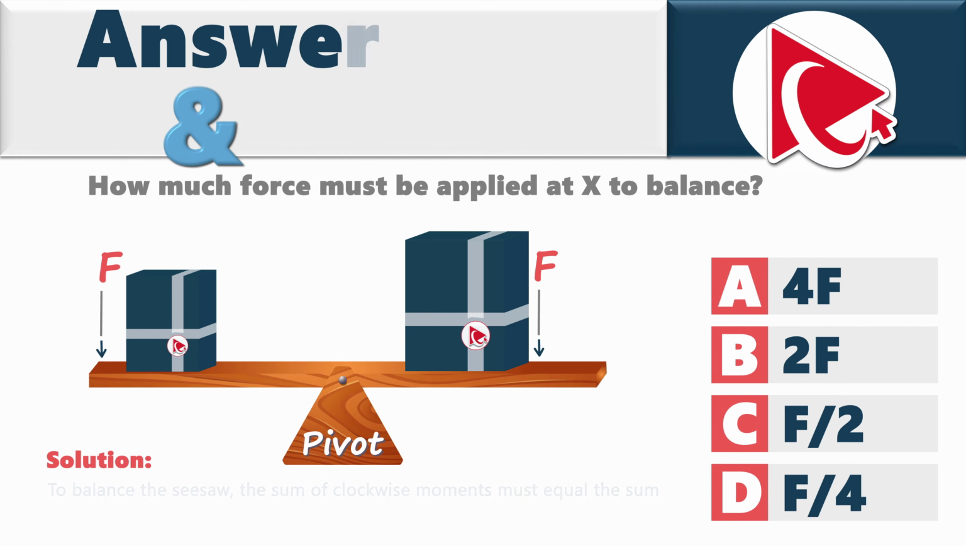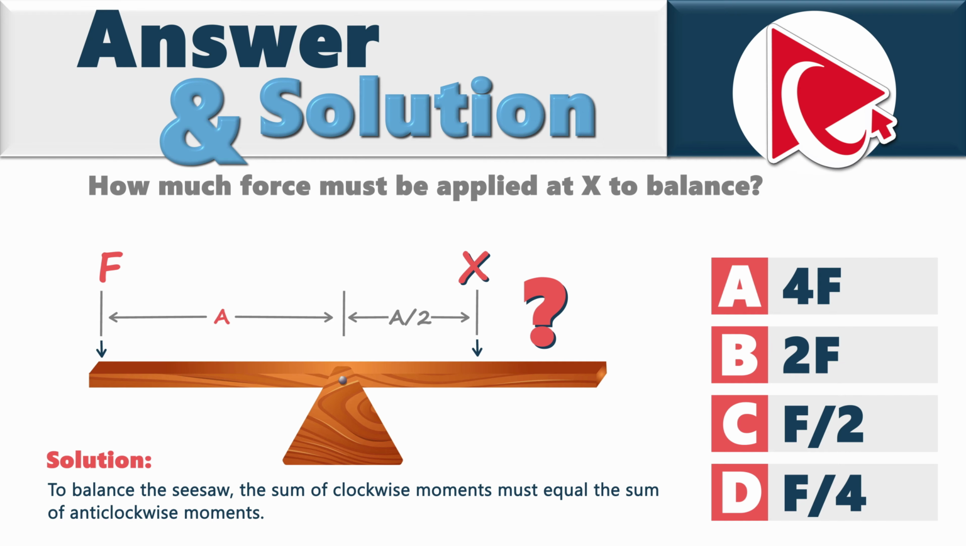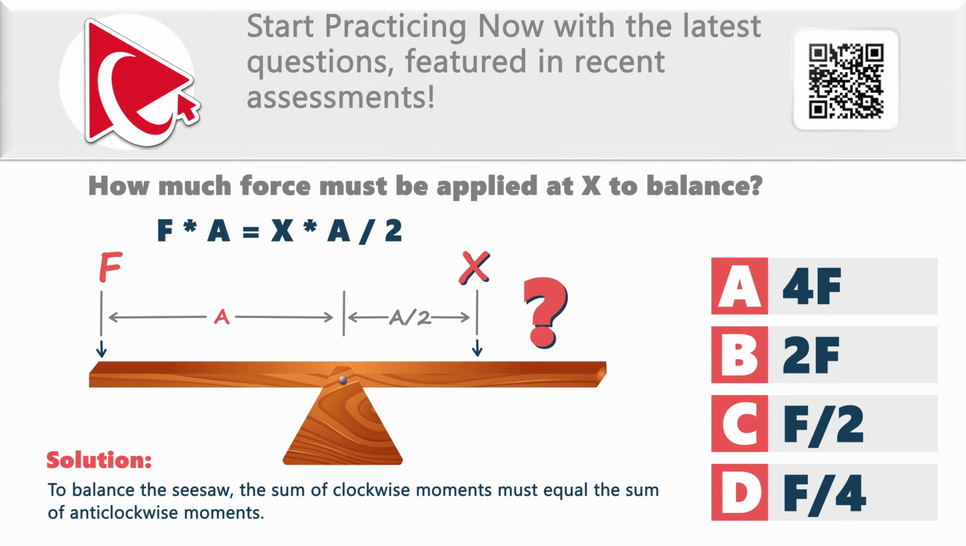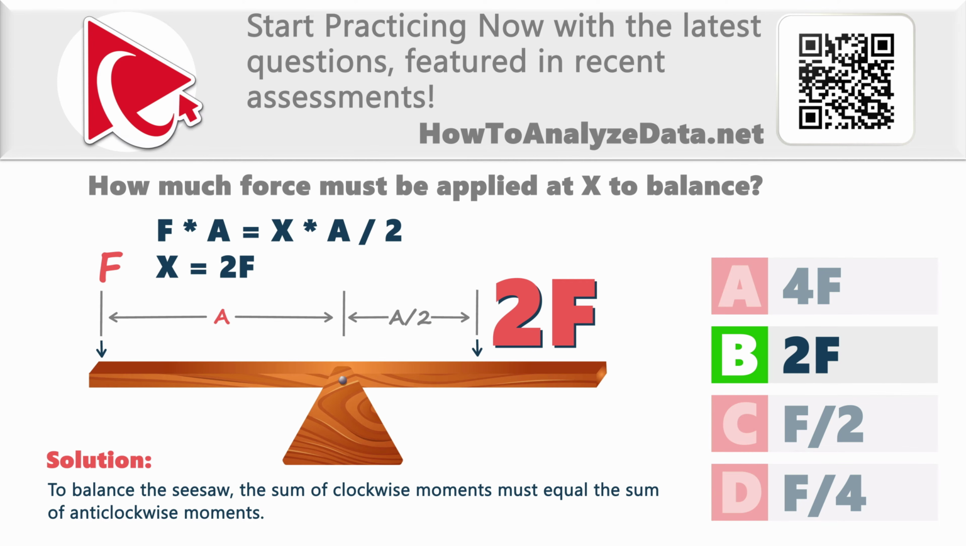Mathematically speaking, to balance the seesaw, the sum of clockwise moments must be equal to the sum of anti-clockwise moments. Let's build the equation to help solve this challenge. F multiplied by A would be equal to X multiplied by A divided by 2. So to solve it, X would be equal to 2F. So the correct answer here is choice B, 2F.